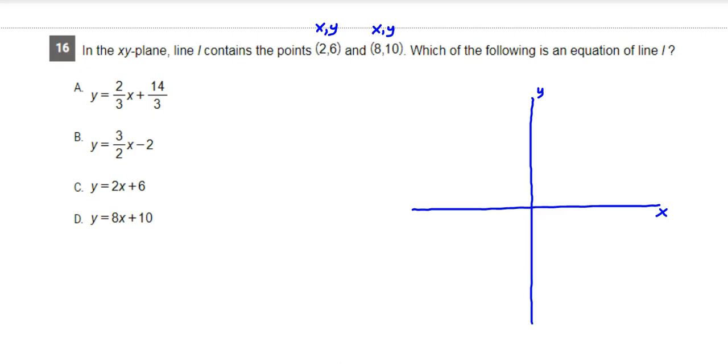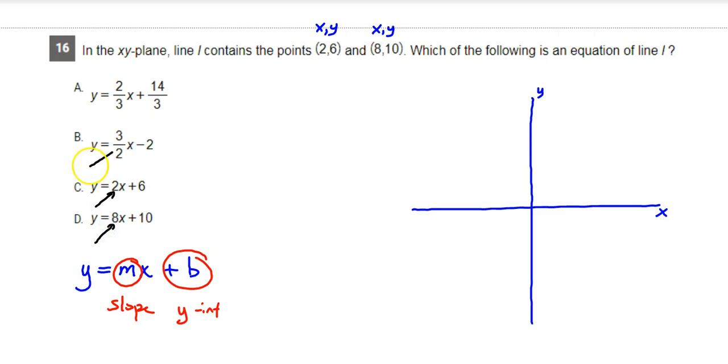Well, I peek at the answers and I notice all of these guys are in what's called slope-intercept form. Y equals mx plus b. And this m represents the slope of the line. And this b represents where you cross the y-axis or the y-intercept. So a couple different ways I could do this problem. First thing is, I noticed they all have different slopes. This line has a slope of 8, slope of 2, slope of 3/2, slope of 2/3.